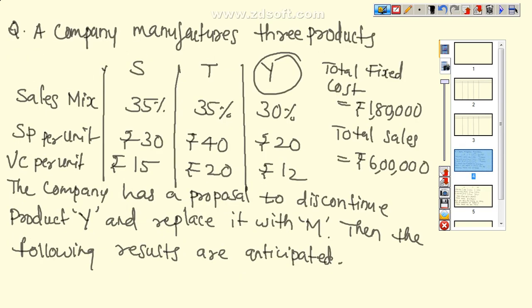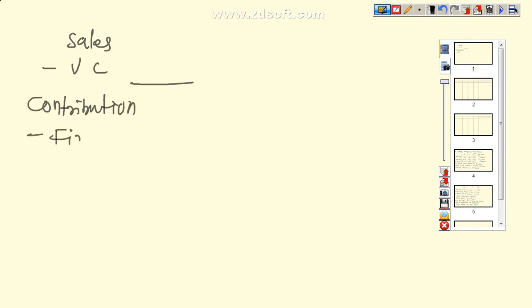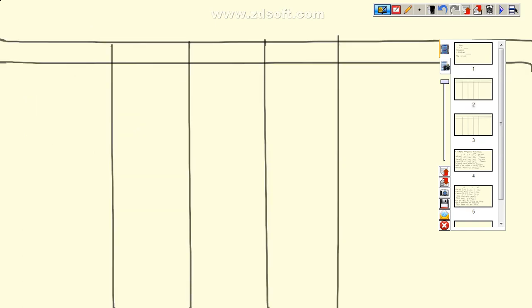So we calculate the profit. In order to calculate profit, we have to apply the formula: sales minus variable cost is equal to contribution. Contribution minus fixed cost is equal to profit or loss. So we have to calculate profit for both the situations. So we make the table. Here we have to write existing situation.